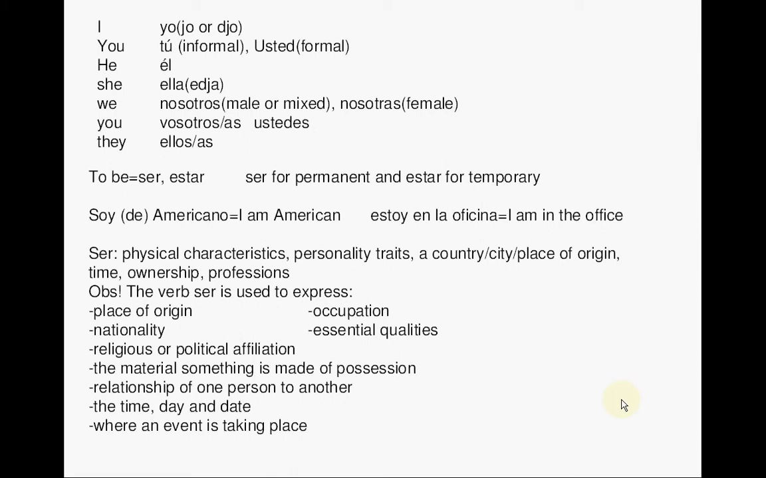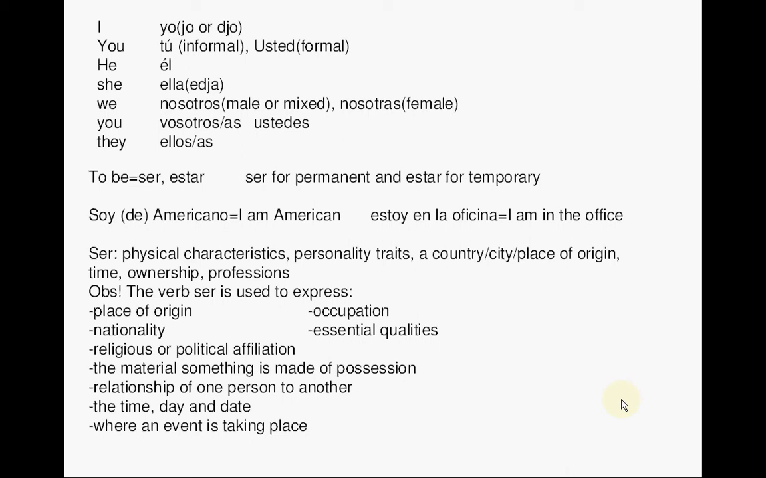Now repeat after me. Yo, tú, usted, él, ella, nosotros, nosotras, vosotros, vosotras, ustedes, ellos, ellas.